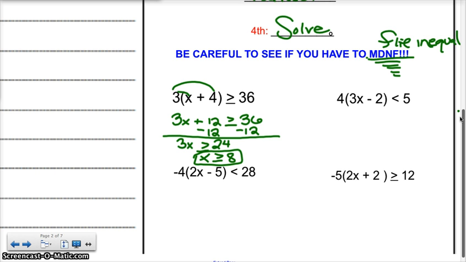Don't turn this into an equal sign. It's another thing kids like to do. They like to all of a sudden turn this into an equal sign. Don't do it. Okay.